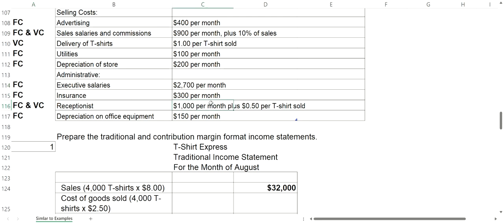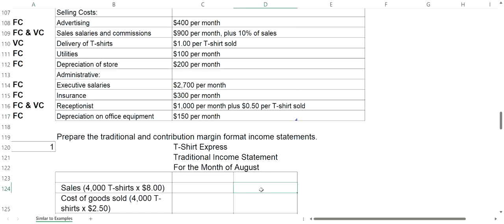Now the receptionist gets $1,000 per month plus 50 cents per t-shirt sold. That again would be another example of a mixed cost because it has both a fixed and a variable component to it. So I just marked both fixed and variable cost out to the side. Depreciation on the office equipment is $150 per month. That is a fixed amount.